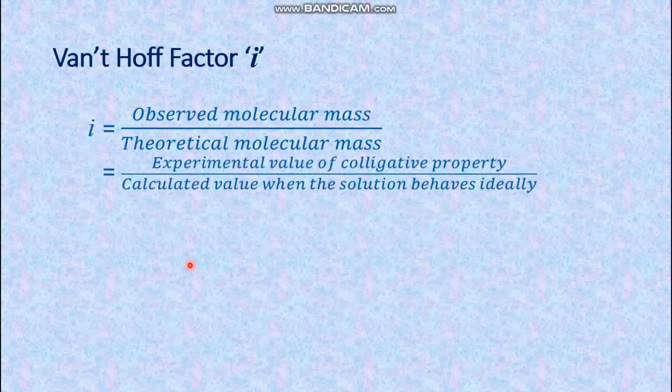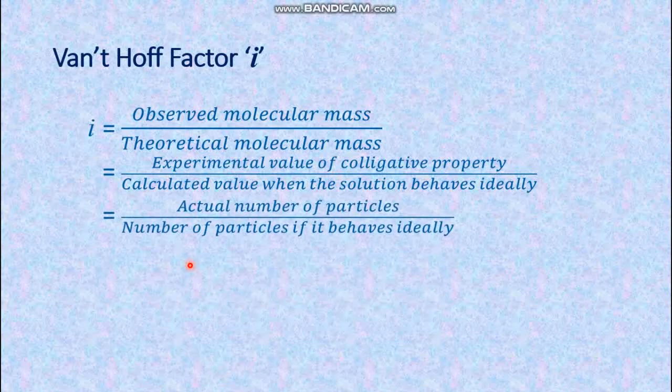Therefore you can say it is the experimental value of the colligative property divided by the calculated value when the solution behaves ideally. That means there is no association, there is no dissociation. So this ideality is no association nor any dissociation, and this is the ratio of the actual number of particles to the number of particles if it behaves ideally. That means, for no association or dissociation, this is the number of particles in the denominator, and in the numerator the actual number of particles after association or dissociation.